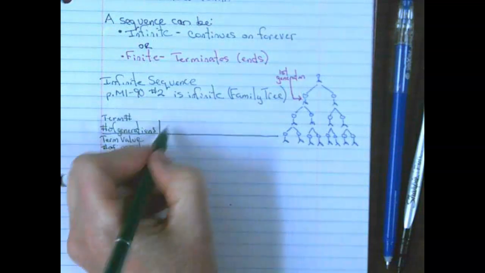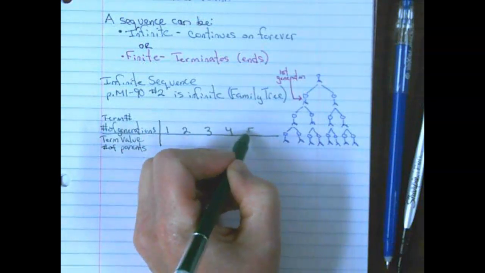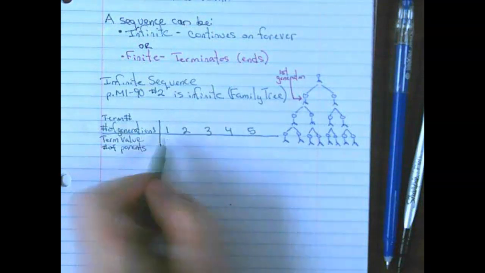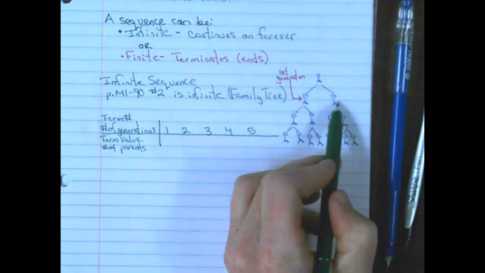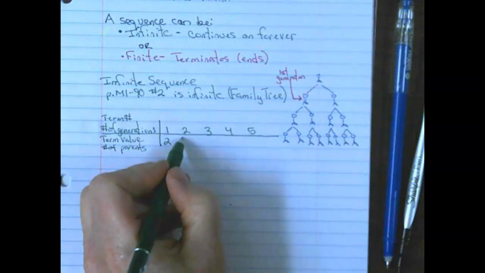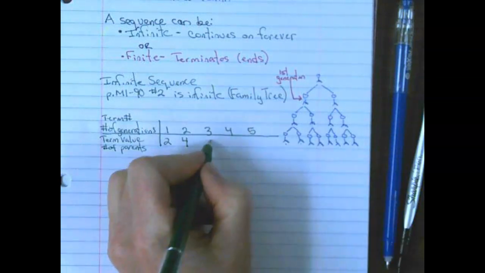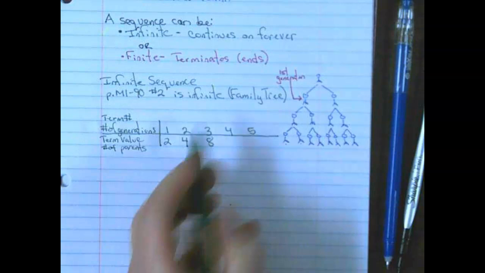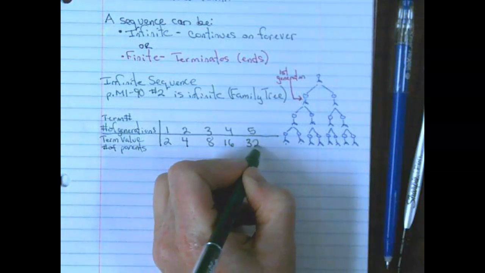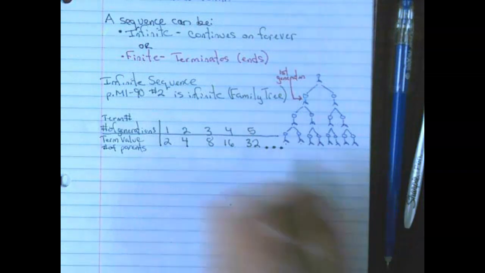So again, we always start with 1, 2, 3, 4, and 5. So our first generation had 2 parents. Our second generation had 4 parents. Our third generation had 8 parents. Now I can see a pattern here. We're doubling each time, so I know then the next one's going to be 16, and the 5th generation has 32. And to show that this is going on forever, I put 3 dots.